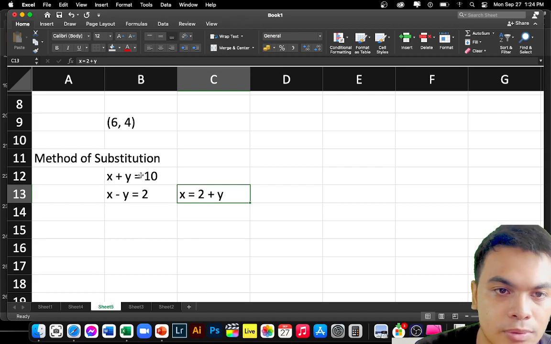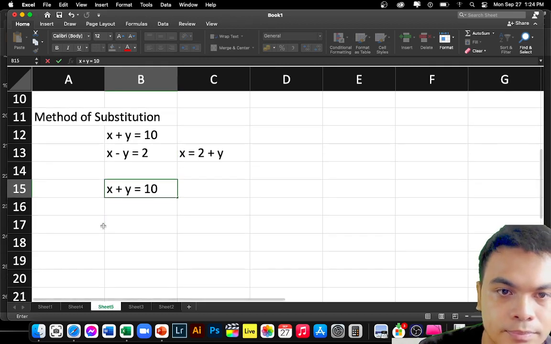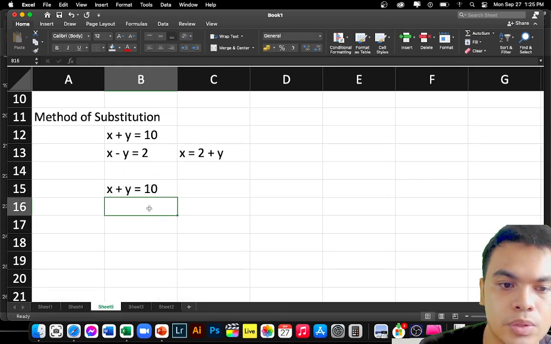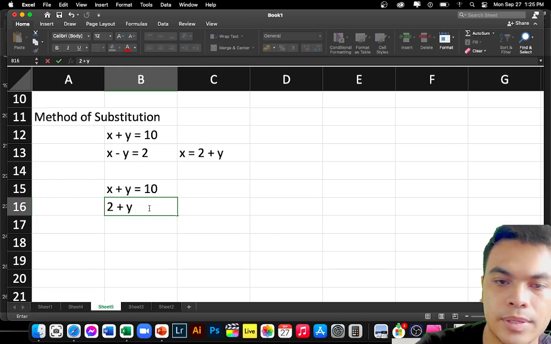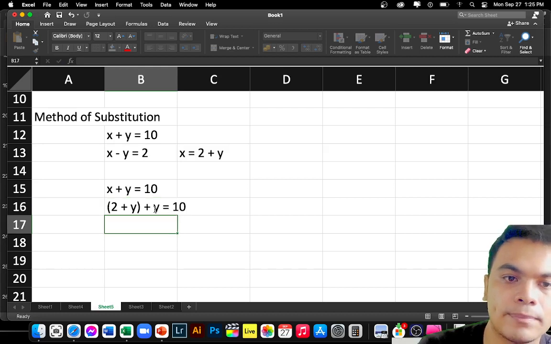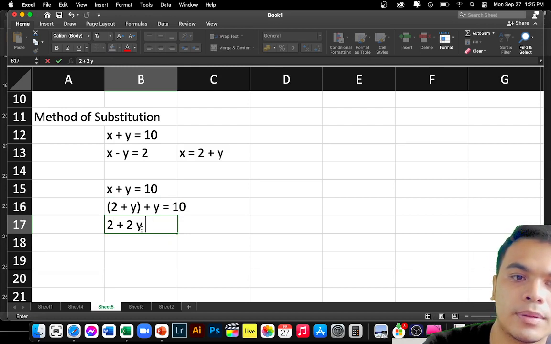We now substitute this one to the first equation. So, x plus y is equal to 10. Ito yung papalitan po natin. Kasi we have the same value. X is 2 plus y. So, we use 2 plus y plus y is equal to 10. Okay? Y plus y, of course, is 2y. Is equal to 10.